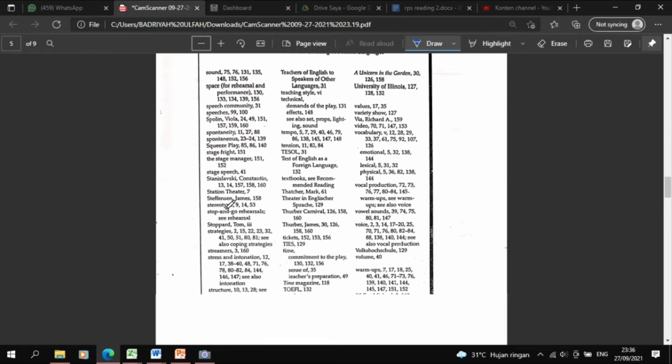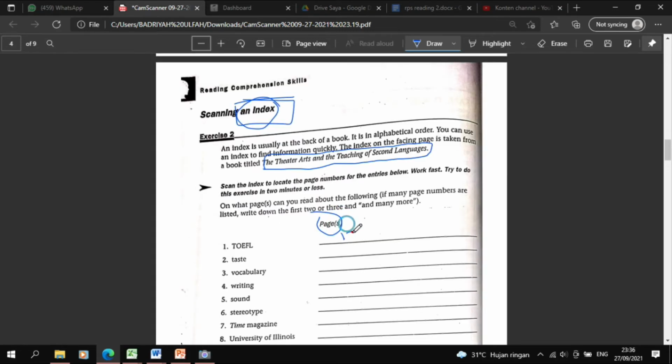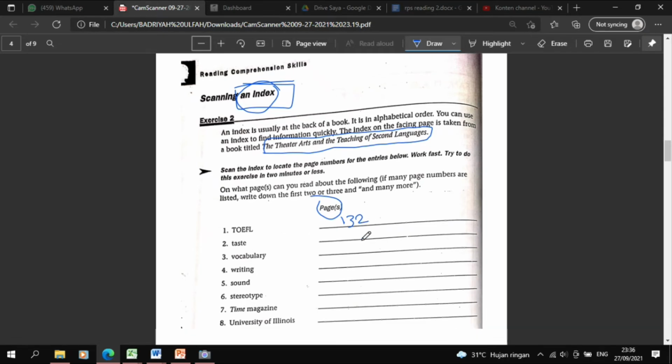TOEFL, can you find the first S? It's very S. T. TOEFL. Okay, 132. So you only have to scan 132. That's all. Finish. Easy, right? Because scanning is very easy, because you don't need to read all.